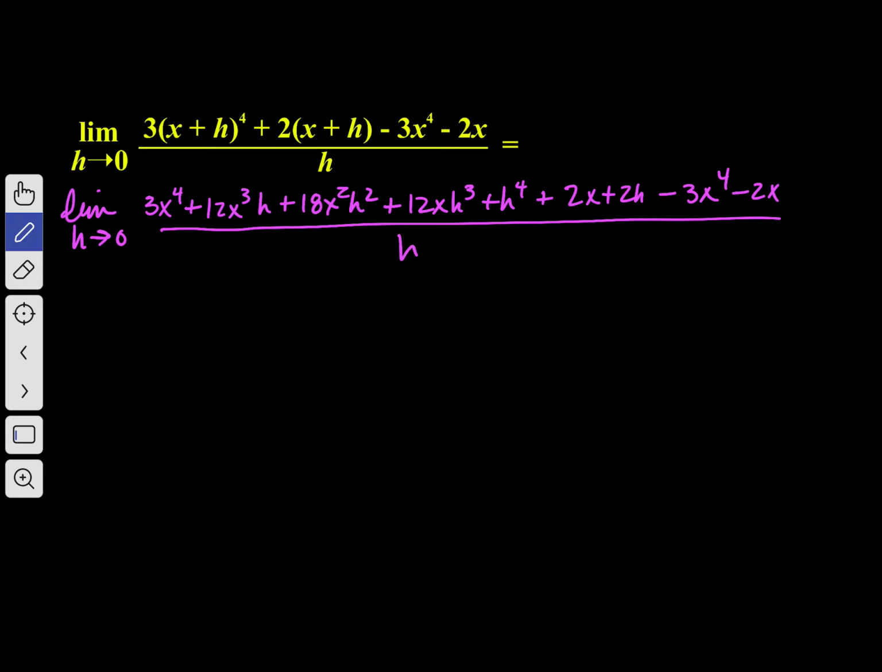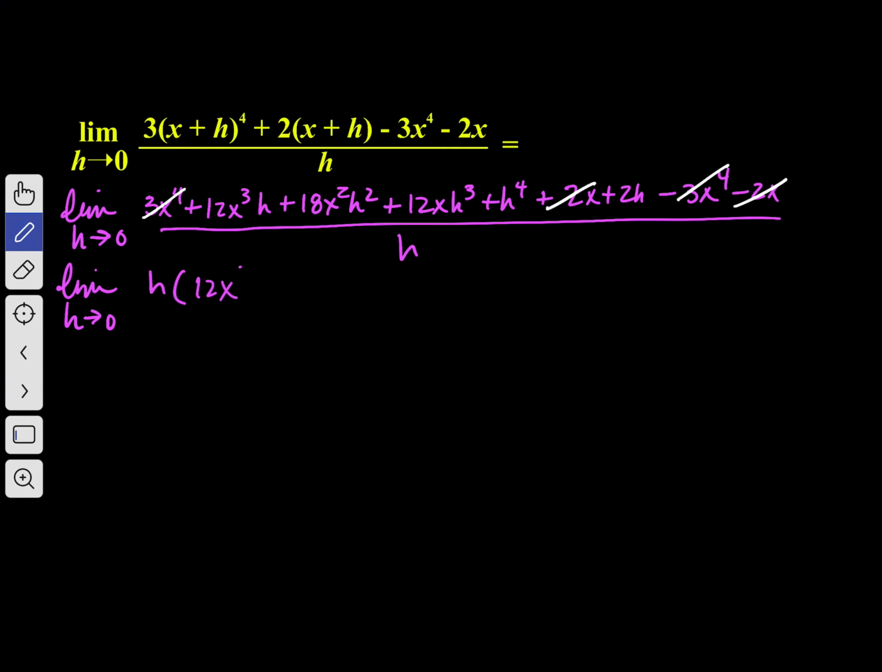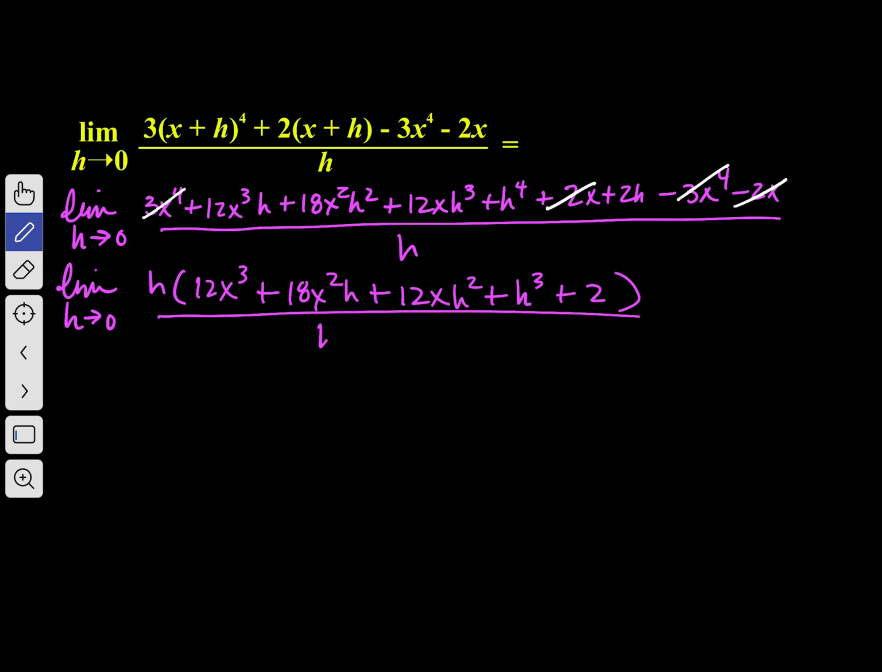Our next step was to see if we could cancel any common terms. I got that guy and that guy. I think we have a positive 2x and a minus 2x, so that helps a little bit. Then our next step was to factor out an h in the numerator so that we can cancel it with the h in the denominator, and then we can evaluate the limit, because we can't sub in a 0 right now because of that h in the denominator.